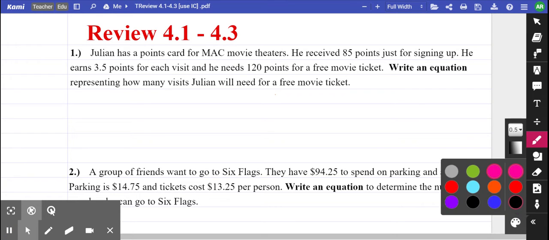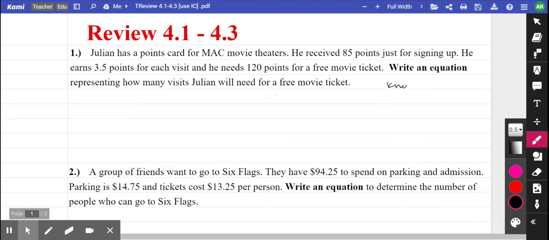We're working with word problems. So everything I write, you should write. You don't have to write the word problem all the way out, but just remember anything that I write, you should write. So Julian has points for MAC movie theaters.